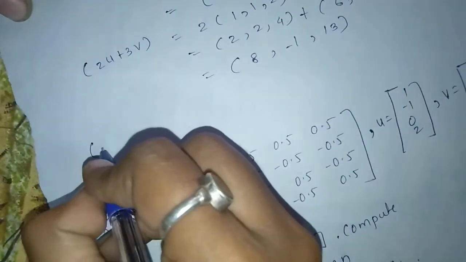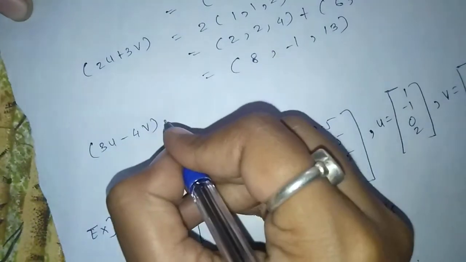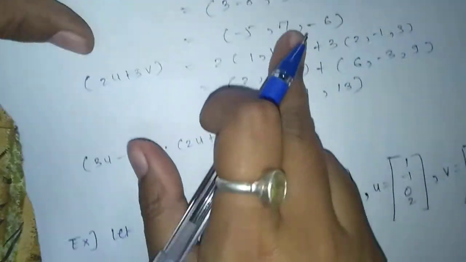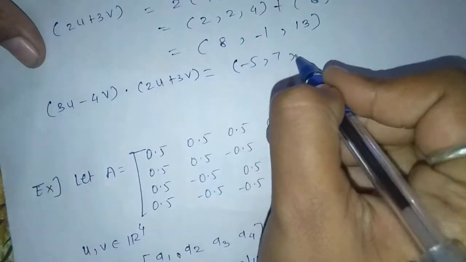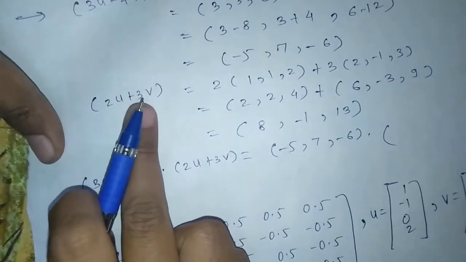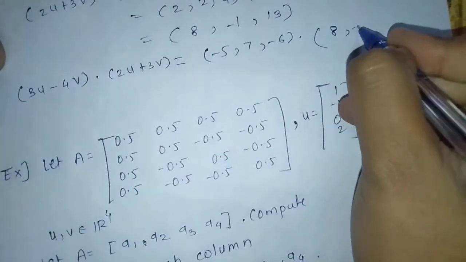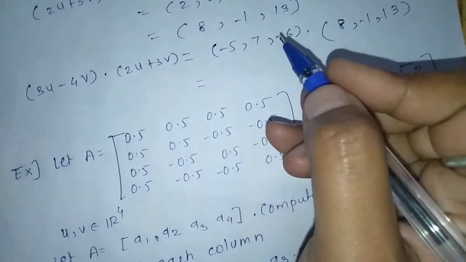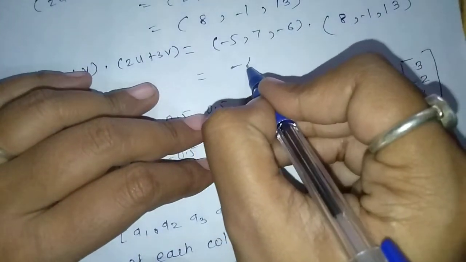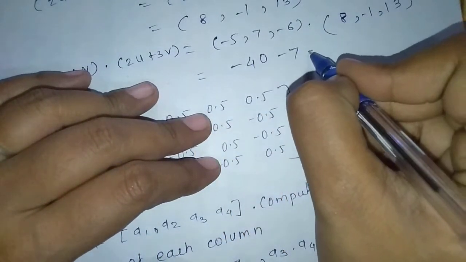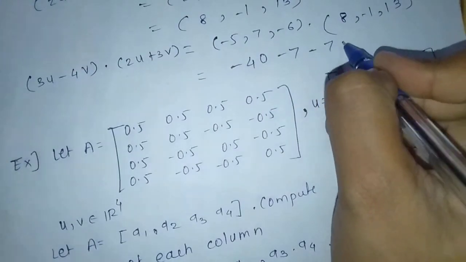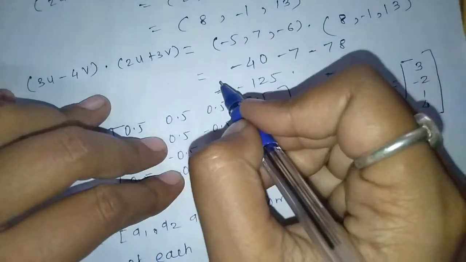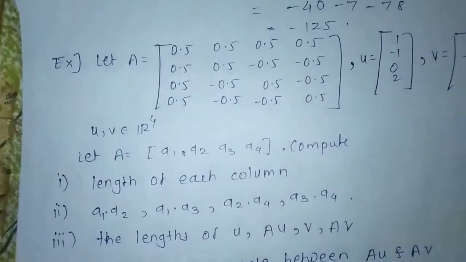So the dot product of 3u minus 4v and 2u plus 3v: 3u minus 4v is nothing but minus 5u, 7 minus 6, dot 2u plus 3v means 8 minus 1, 13, equal to minus 5u into 8 minus 40, minus 7 minus 13 into 6 is 78, which is equal to minus 125. Next example is for your homework.